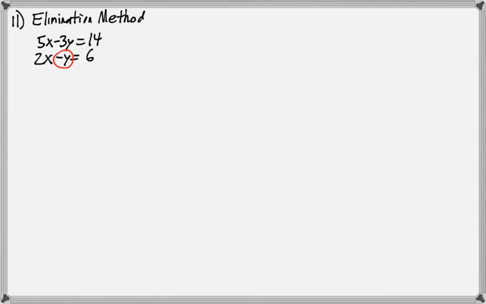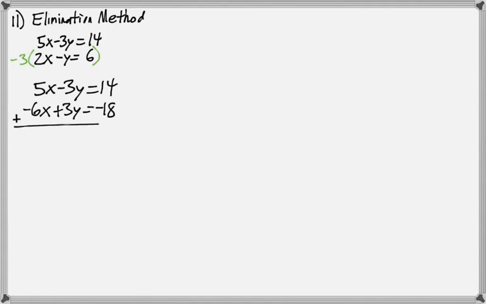If I were to multiply that negative y by a negative 3, that would get me a plus 3y. But I can't just multiply one variable. I need to multiply the entire equation to keep it legal. So I'm going to multiply this entire bottom equation by negative 3, specifically so that I can get a plus 3y here. So let's do that. The top equation I'm not changing at all. The bottom equation will be negative 6x plus 3y equals negative 18.